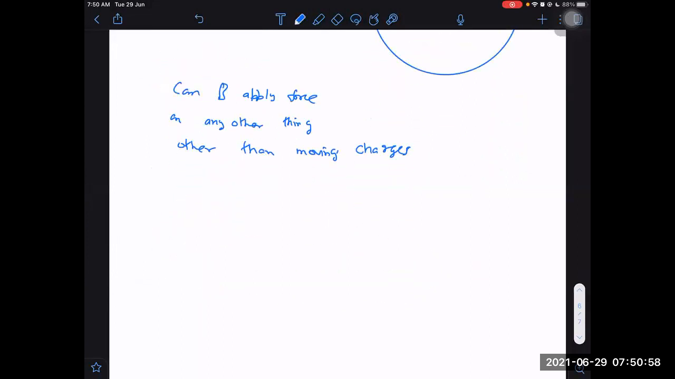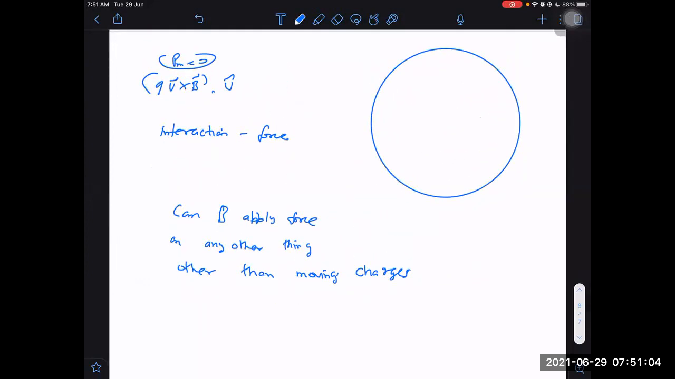So B can never apply force on anything other than moving charges. Keep this idea in mind. Or maybe do one thing, think about it slowly. Maybe some other doubts will arise in your mind, and by that time let me just decorate it properly.